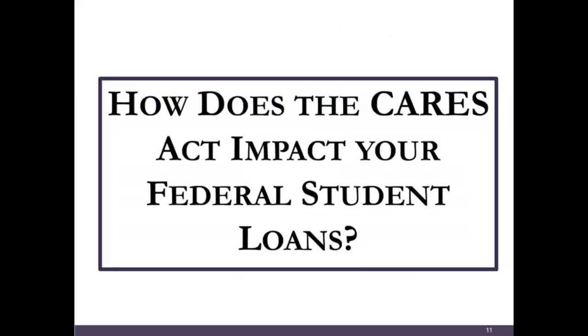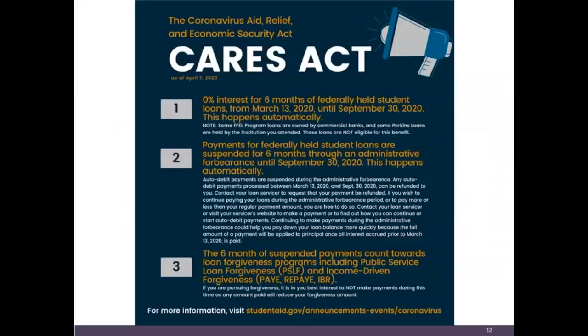So how does the CARES Act impact your federal student loans? So the main thing for you guys is that you are going to have a 0% interest for 6 months on all federally held student loans. So if all of your loans are direct loans, you are going to get a 0% interest from March 13th, 2020 until September 30th, 2020. Of course, that means that after that time, your loans will again continue to accrue interest, but in the meantime, you won't be accruing any interest during that period of time.